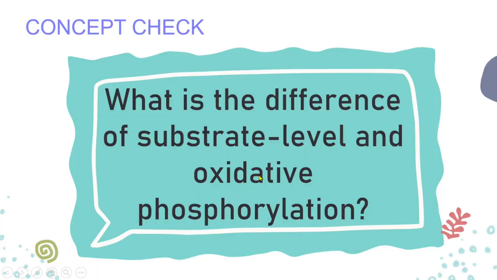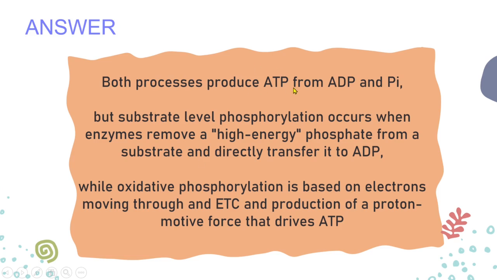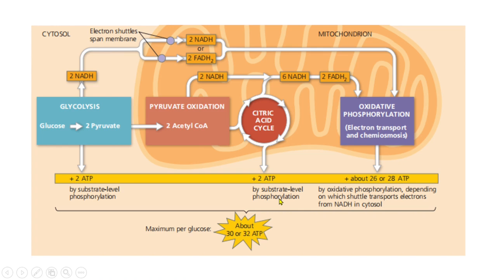Okay, so again, what is the difference of substrate level and oxidative phosphorylation? Both of them produce ATP. The substrate level phosphorylation occurs because phosphate is directly transferred from a substrate like pyruvate, and then oxidative phosphorylation is based on electrons moving through the ETC. Okay, so that will be the answer to that. So again, you will see here the two ATPs in the citric acid cycle and 26 to 28 ATPs in the oxidative phosphorylation. We'll go into details.